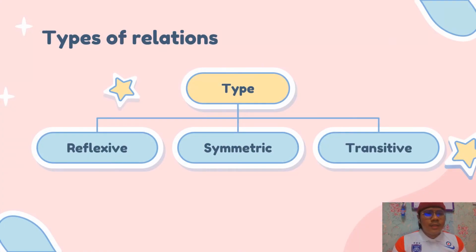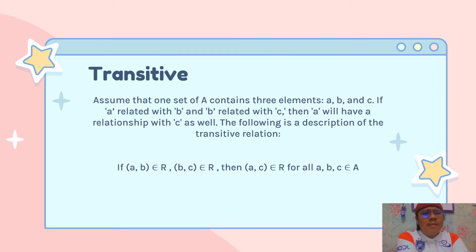Relations have many types that can be used, but there are commonly three types that we usually use: reflexive, symmetric, and transitive. There are many types of relation that we can choose, but today I want to share one of the relations that we usually use in our real life. It is transitive. What is transitive?